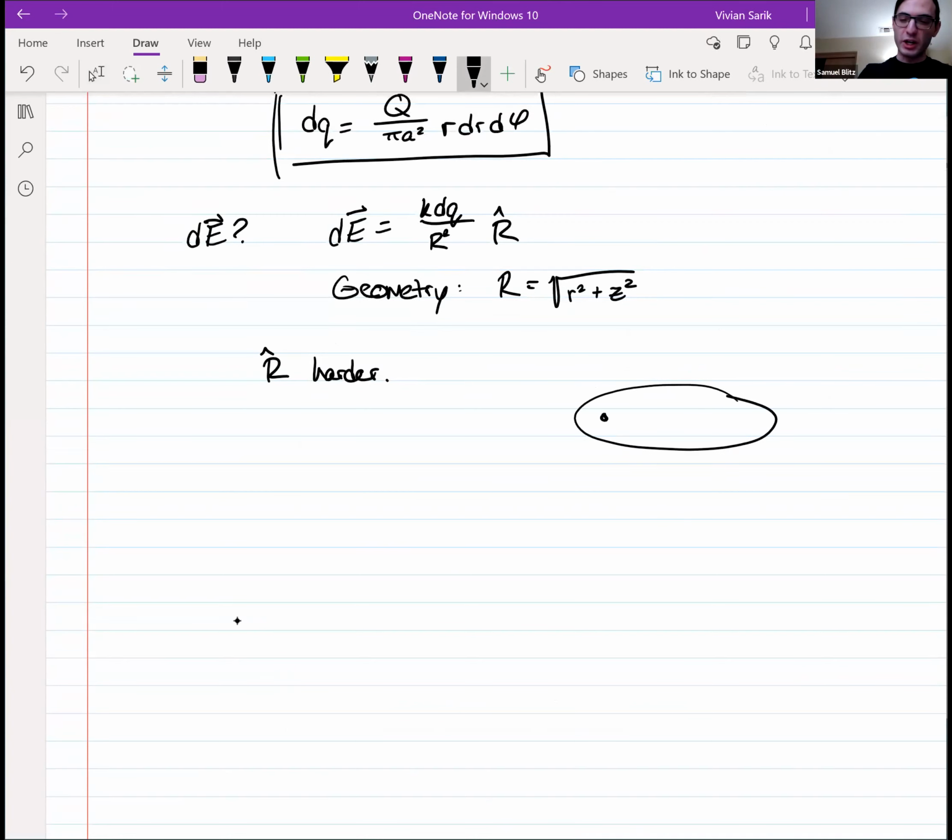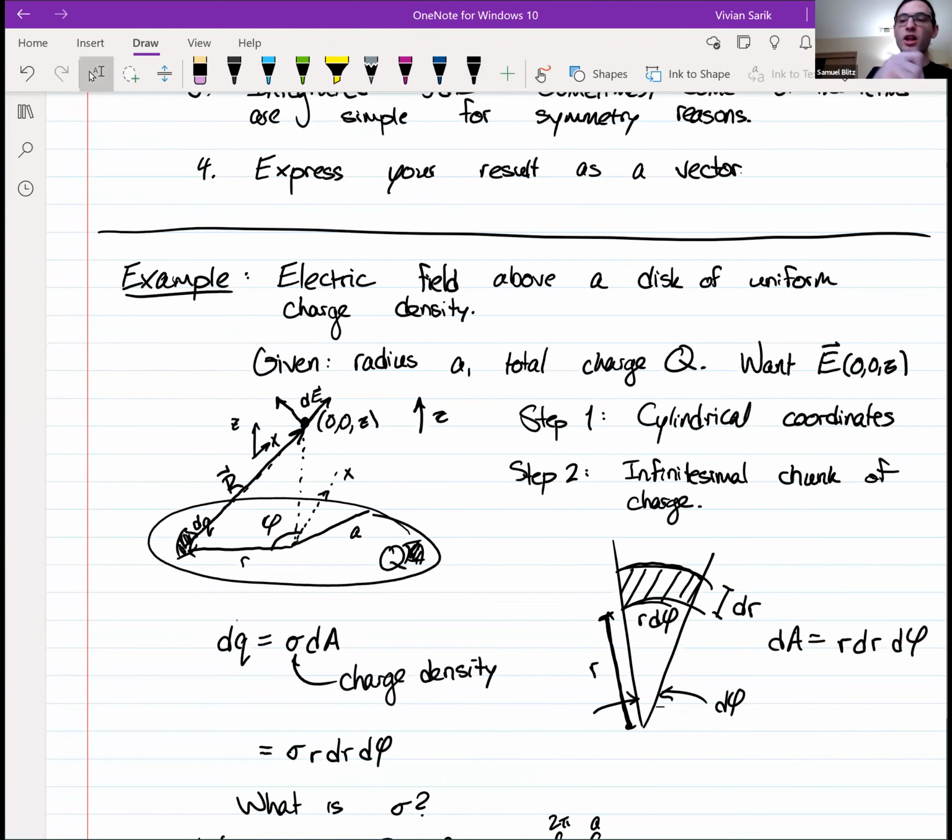Just to give a simpler picture. You have a chunk here and a chunk here, and we're interested directly above. So the electric field from one would be here. The electric field from the other would be here, same magnitude, but just pointing in the opposite x and y directions. So phi is the angle around the disk. It's between x and r. So from above, it would look like x here, and then our chunk is here, and this angle here is phi. If that helps.